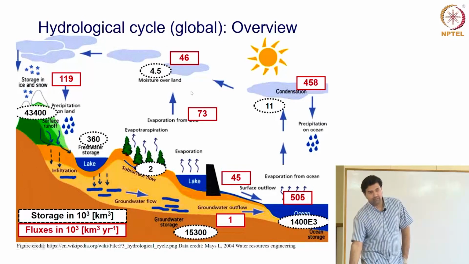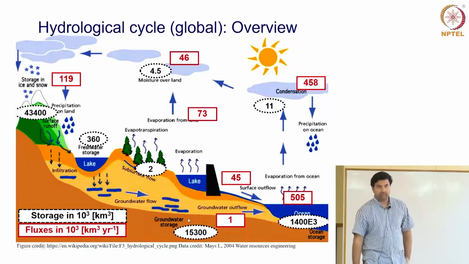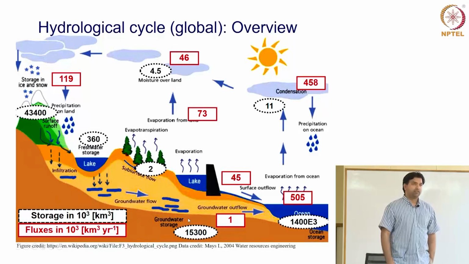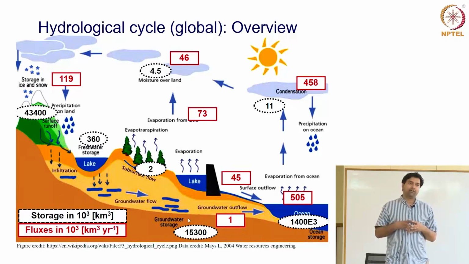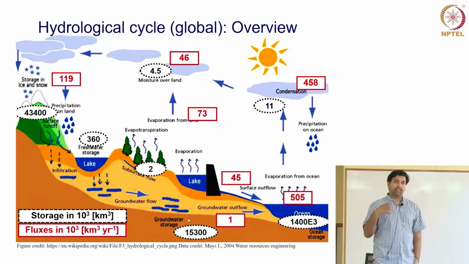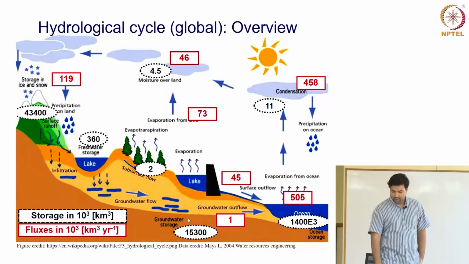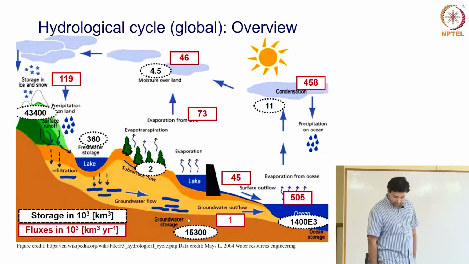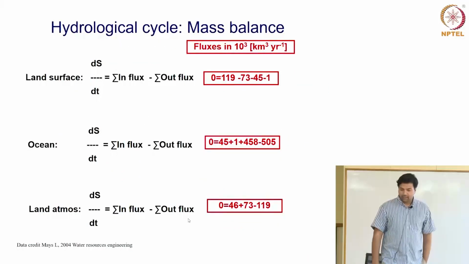You have about 15 cubic kilometers, your storage is very small, whereas your storage in groundwater is 15,000 cubic kilometers. So there is a huge discrepancy between the magnitude of volume of water that you see as storage, and the magnitude of flux that you see exchanged between these reservoirs. So as a result, what do we get? So let's do some mass balance, okay?